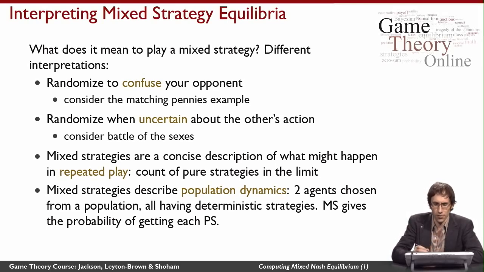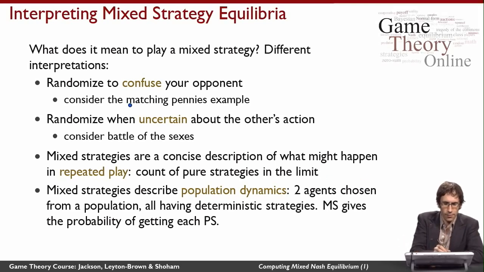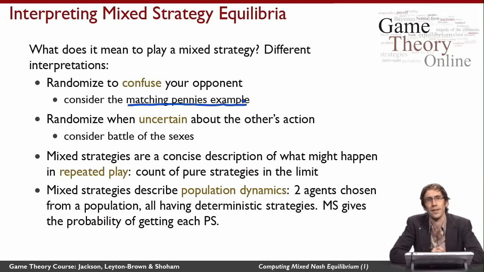So the first and most natural interpretation is the one going on in the matching pennies example. And that is that you randomize to confuse your opponent. So in matching pennies, we each want opposite things. And the only way we can be in equilibrium with each other is if you have some kind of uncertainty about what I'm going to do. If you know for sure that I'm playing heads, you just know for sure what you're going to do, and it's something that I don't like. And so there's no pure strategy in this game. So the only way that we can be in equilibrium is if we're both a bit confused about each other.